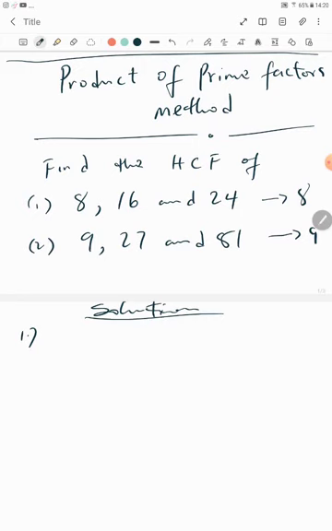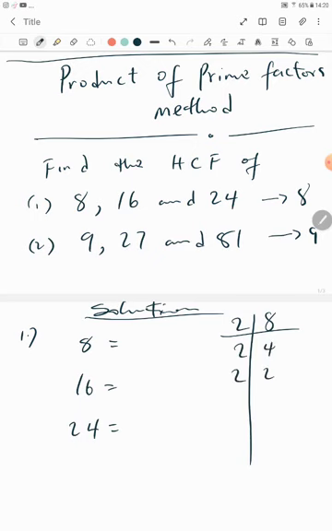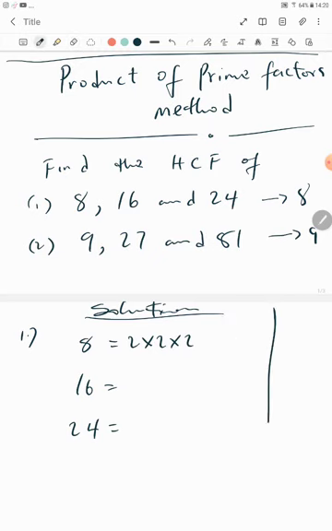In number 1, we have 8, 16, and 24. I hope you still remember we normally write these as the product of their prime factors. If it's 8, we are going to have 2, 4, that's 2, 2 again, that's another 2, that's 1. So 8 will be 2 times 2 times 2. The next one is 16: that's 2, 8, 2, 4, 2, 2, that's 2, 1. That will be 2 times 2 times 2 times 2.